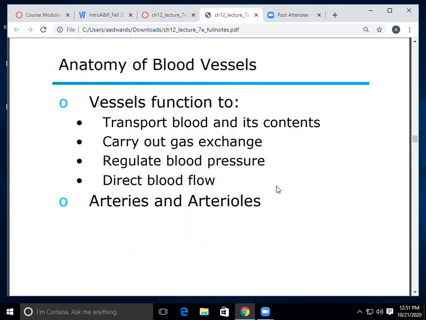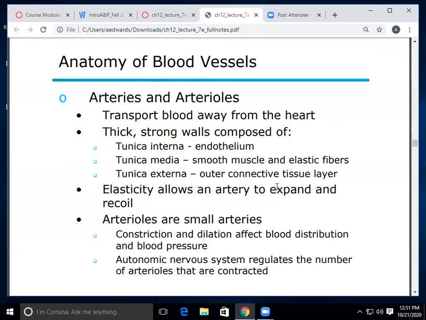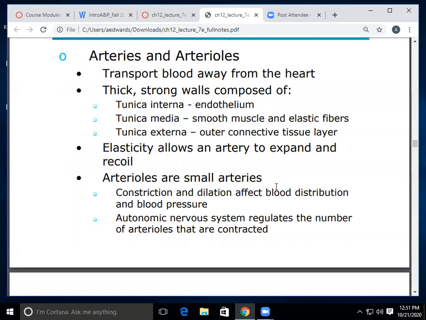They also control the direction of blood flow, because they are a pathway that blood has to go through. Now, some of the blood vessels that we'll study are arteries and arterioles. But just think about the A in arterioles and arteries, they transport blood away from the heart. Arteries, away.